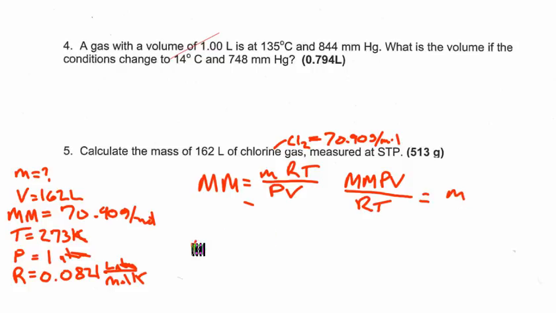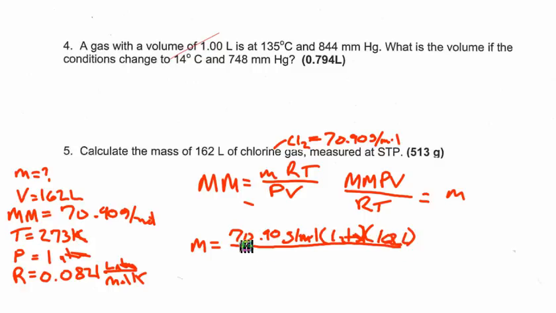So when we plug everything in, mass is equal to 70.90 grams per mole times our pressure, 1 atmosphere, times our volume, which is 162 liters, all over our R, our gas constant, 0.0821, times our temperature, 273 Kelvin. And when we do this, we should end up with 500. I get 512.